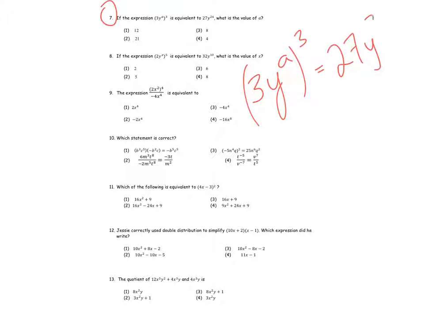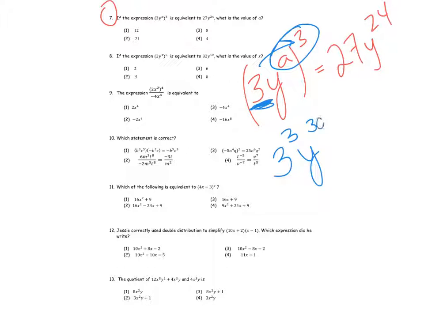So if we take a look at number 7, this one's a little tricky. Okay, this one was on a Regents. I have 3y to the a, all raised to the 3rd, equals 27y to the 24th. All right, so I'm going to raise my coefficient to the 3rd power, and I'm going to multiply the exponents. Okay, so we have the power to power rule here.